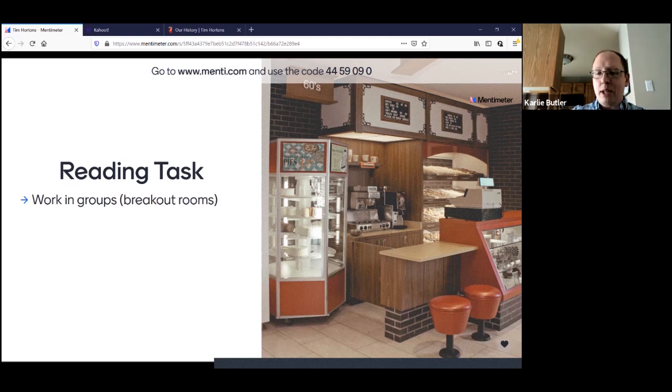It is going to be a website that I'll give you in a second. And what you're going to do for this reading task is work in groups, and I'll put you in breakout rooms, two different groups in breakout rooms, to do this work.